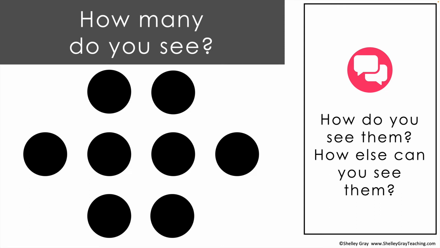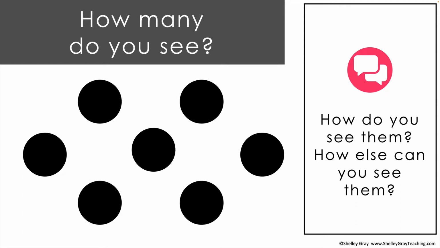Let's try another one. How many do you see here? Okay, so we see 7. Now, how did you see them? Again, you probably didn't count them one by one. You probably recognized some familiar patterns. The way that I first saw them was in kind of these arrows. I saw 3 here, and then 3 here, and 1 on the right-hand side. But then as I kept looking, I noticed that there was a 5 in the middle, like a dice pattern, and then 1 on either side. And again, there's numerous ways to see this.